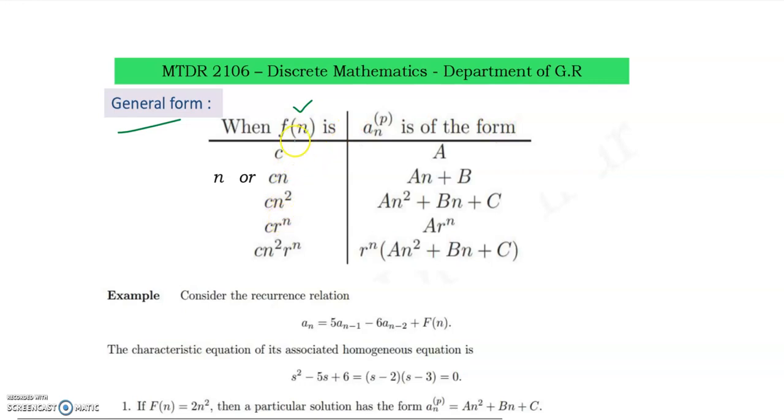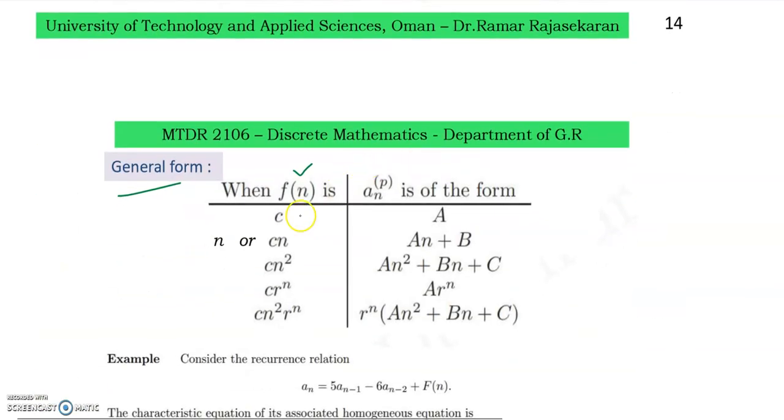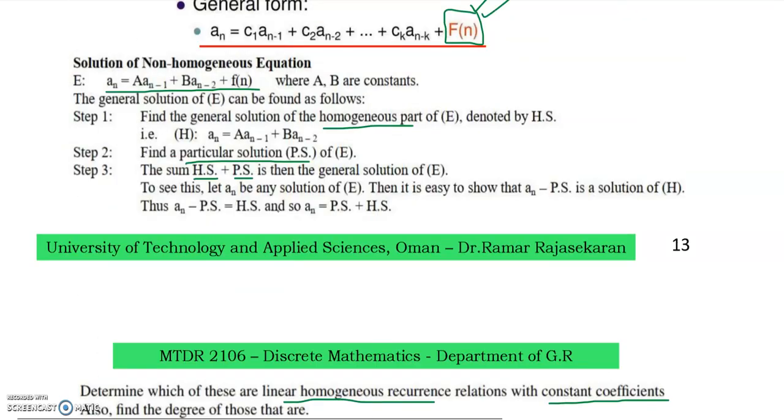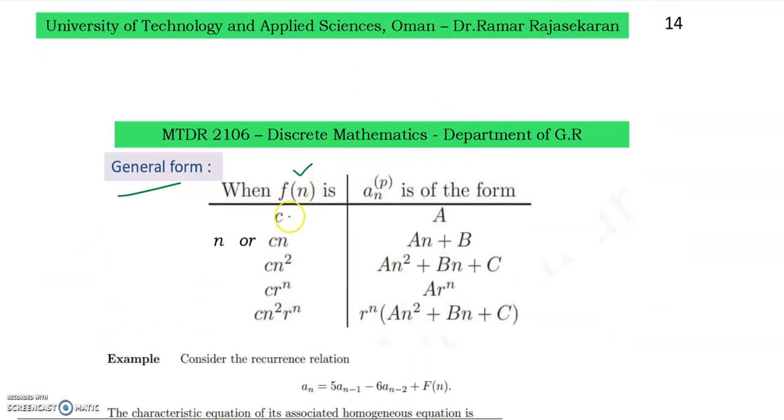But how to write the particular solution form from f(n)? Suppose f(n) is any constant, maybe 5, maybe 3, maybe 2, maybe 7, any number given in the equation. Then how to write the particular solution form? If only a number is given for f(n), then you write A. Suppose for f(n) they give n, which means linear, or C multiplied by n. This is also linear. Then the particular solution form is An plus B.